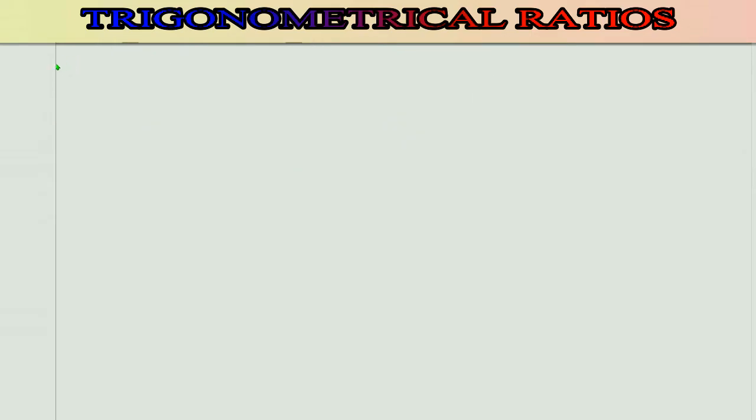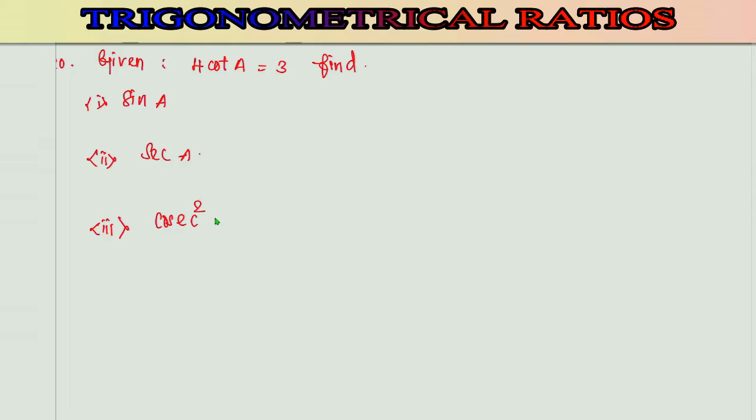Okay, now we have here question number 10. Given 4 cot A is equal to 3, find sin A. This is the first sub question, and the second sub question we need to find secant A, and the third one, cosecant square A minus cot square A. Okay, these values we need to find. Actually they didn't give the diagram. We need to draw the diagram for this question.